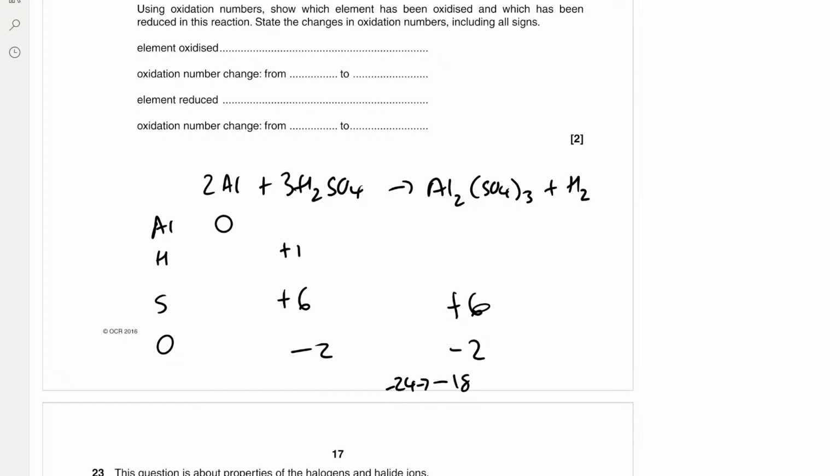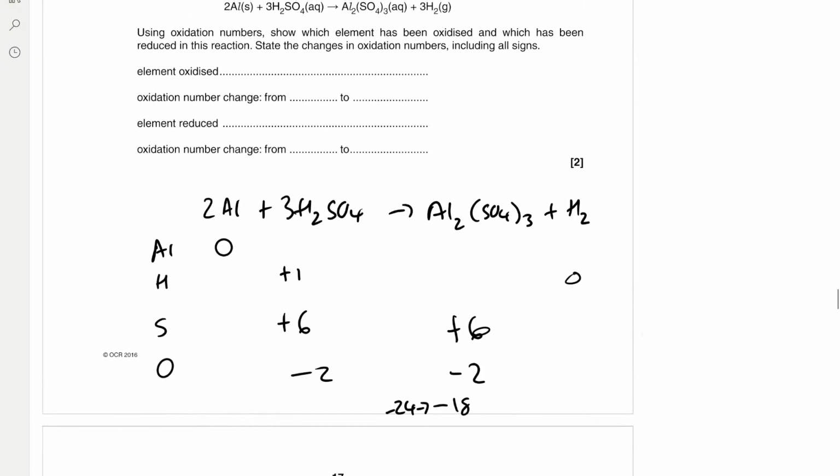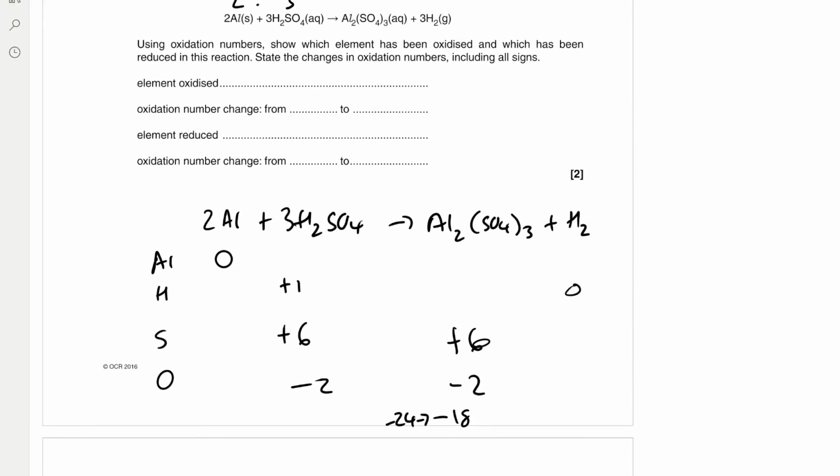And then H in H2 is obviously just going to be 0 because it's an element on its own. And then what's been oxidized and what's been reduced? Well, our aluminium has gone from 0 to +3, so that is oxidation. And the element reduced is going to be hydrogen, because that's gone from +1 to 0, so that's decreased.